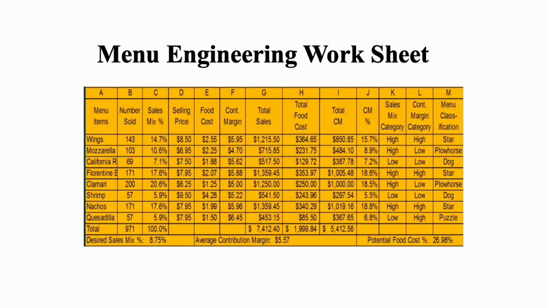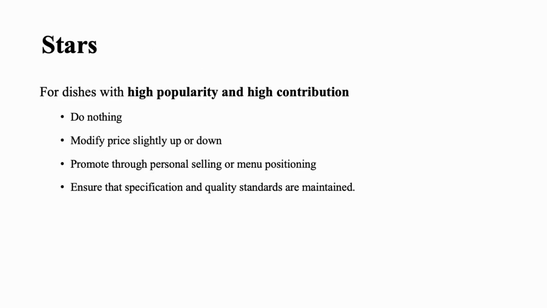A menu engineering worksheet is an Excel sheet with different headings that is used to calculate total sales and the contribution margin made by the menu over a period of time. And on the basis of the sales and contribution margin, the menu is divided into different categories that we have seen in the menu engineering grid already.